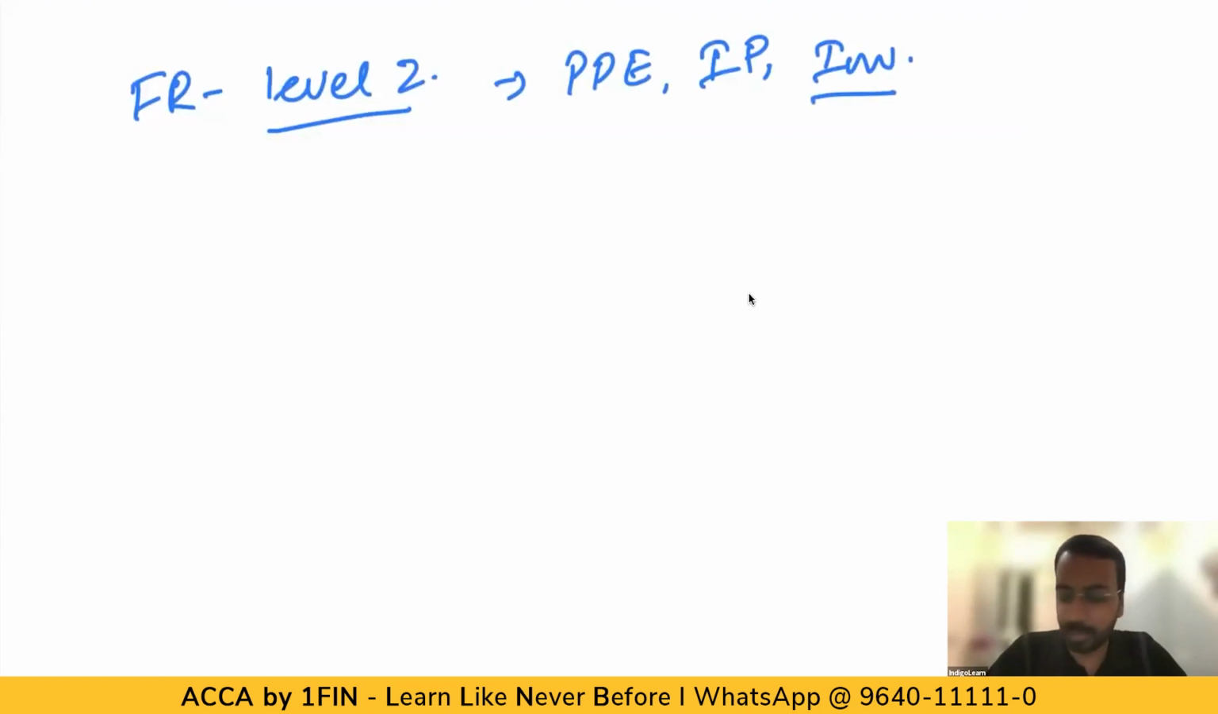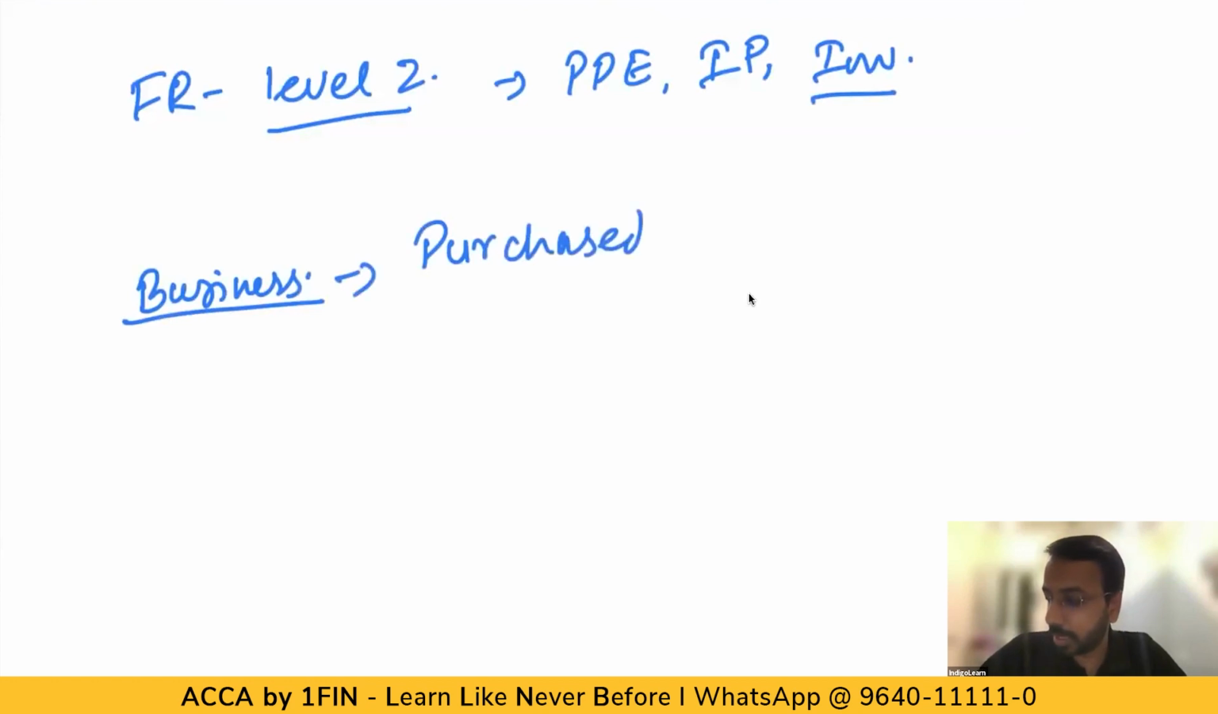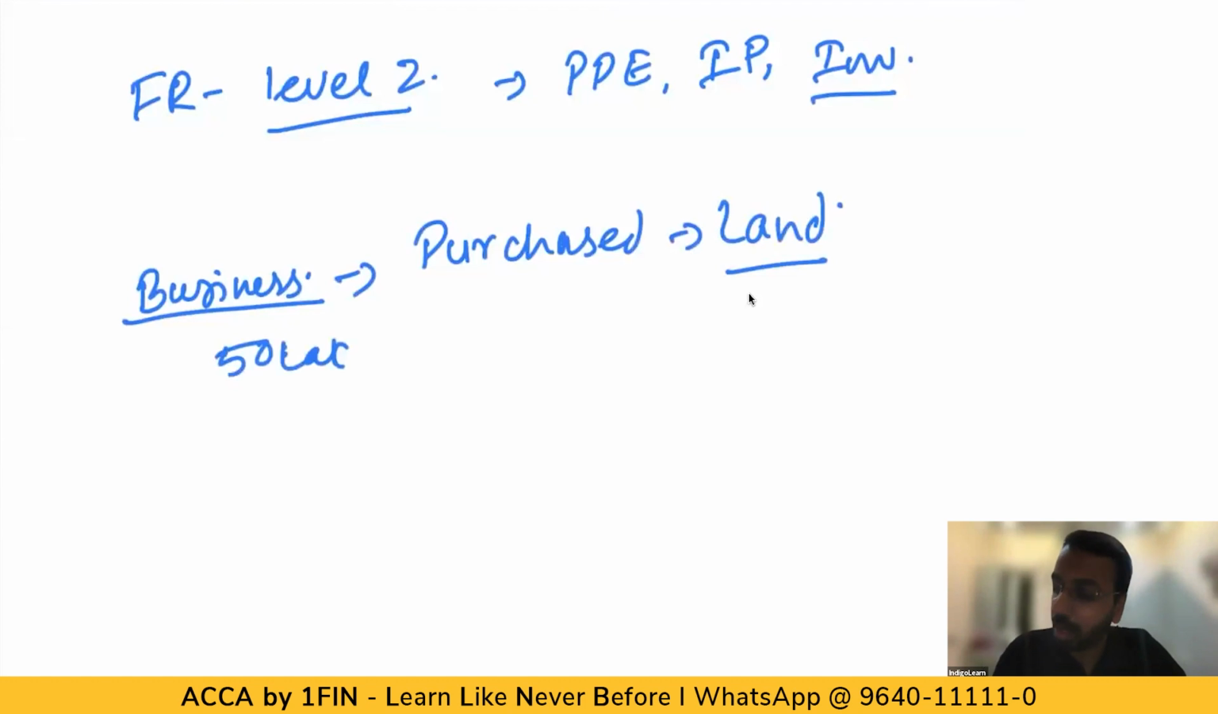Let us say I am a business, and this business purchased land. What will be the accounting entry for the purchase? Say, for example, they have purchased land by paying 50 lakhs. What will be the accounting entry for this purchase?